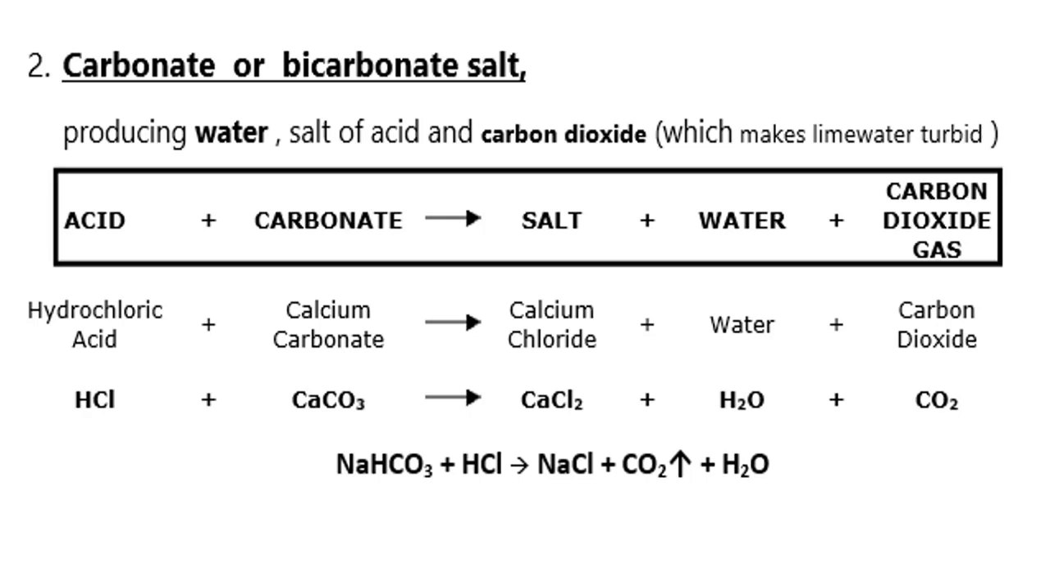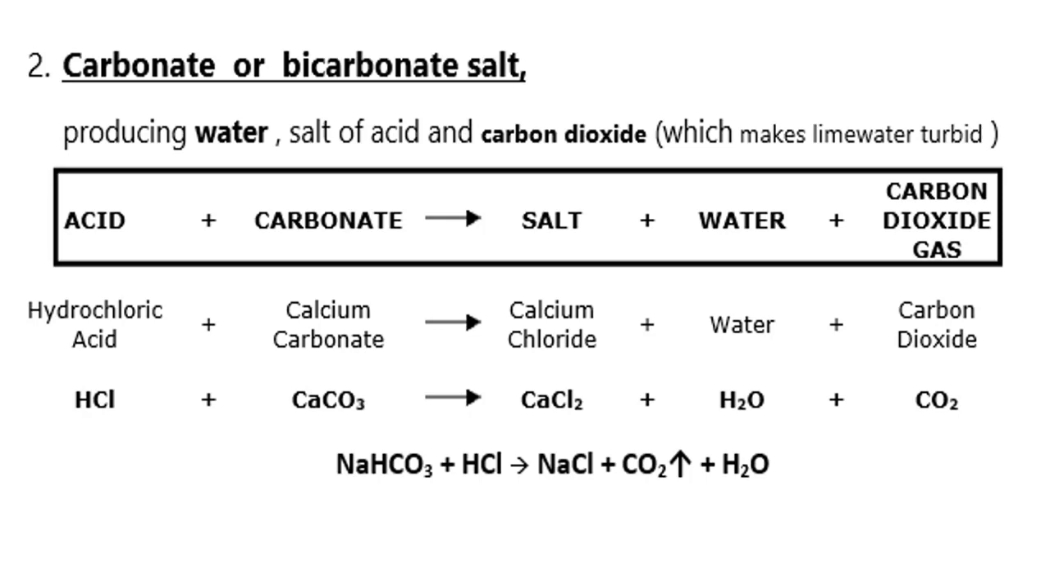For example, calcium carbonate CaCO3 plus hydrochloric acid HCl, they produce calcium chloride CaCl2 and water H2O plus carbon dioxide CO2. Example number 2, sodium bicarbonate NaHCO3 plus hydrochloric acid HCl, they produce sodium chloride NaCl plus carbon dioxide CO2 plus water H2O.